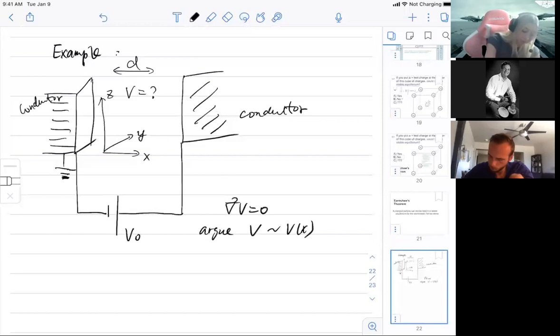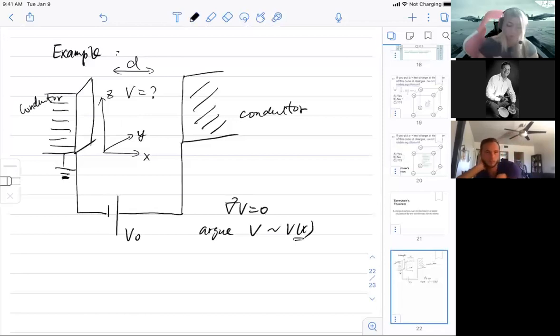Does that make sense? It doesn't depend on Y, meaning that if you're looking at a point here versus a point a little bit inward, it's going to have the same V because your conductor is large in the Y direction. Also, it doesn't depend on Z. If you look at a point here or a point a little bit above, you're going to deal with the same potential. Okay, so it doesn't depend on Y or Z, but only on X.